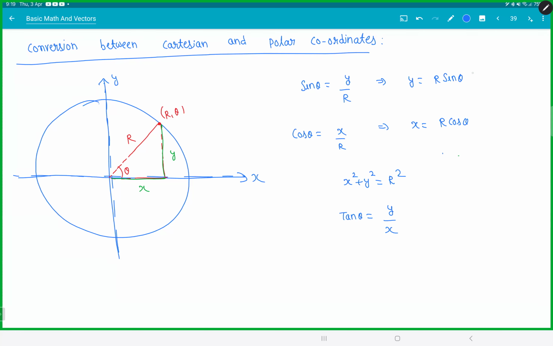So if I give you r and theta, I can find x and y. If you give me x and y, I can find r and theta. We can do it either way. Have a look at this. Let's see a few problems on this.